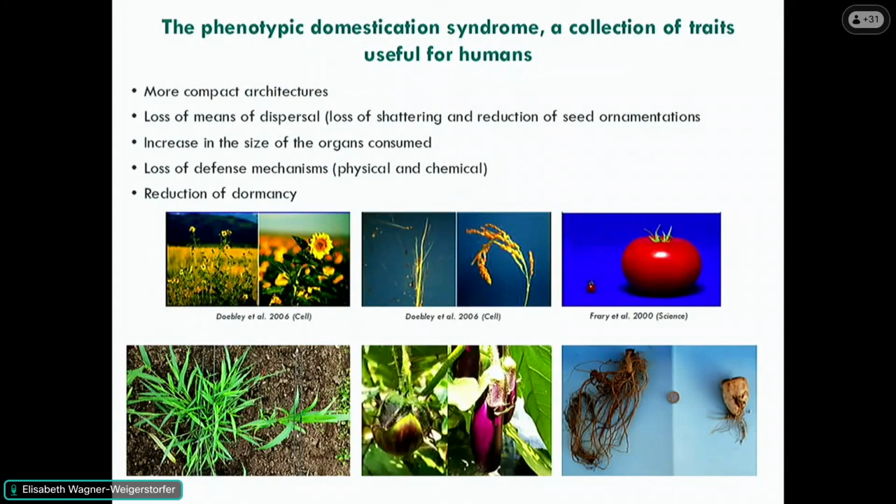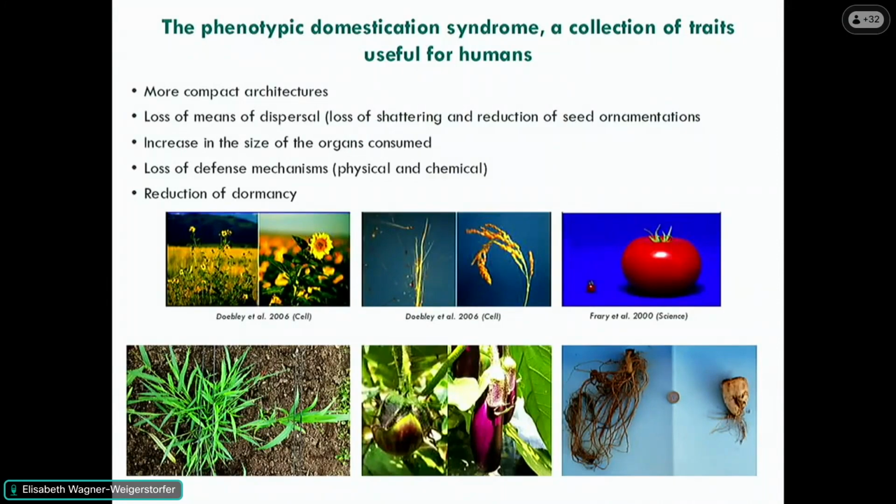You also have a loss of means of dispersal. This is illustrated here in rice. You see that in the wild form, the seeds shatter at maturity, while in the domestic forms, they remain attached to the ear. And you see that the wild forms also have quite a bit of ornamentations that facilitate their dispersal by the wind or in the fur of animals, for example, in the wild environments. And in the domestic form, you have a drastic reduction of these ornamentations.